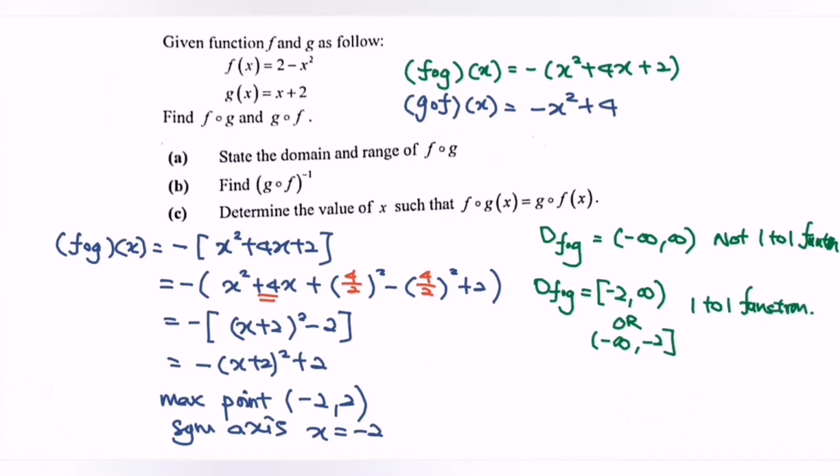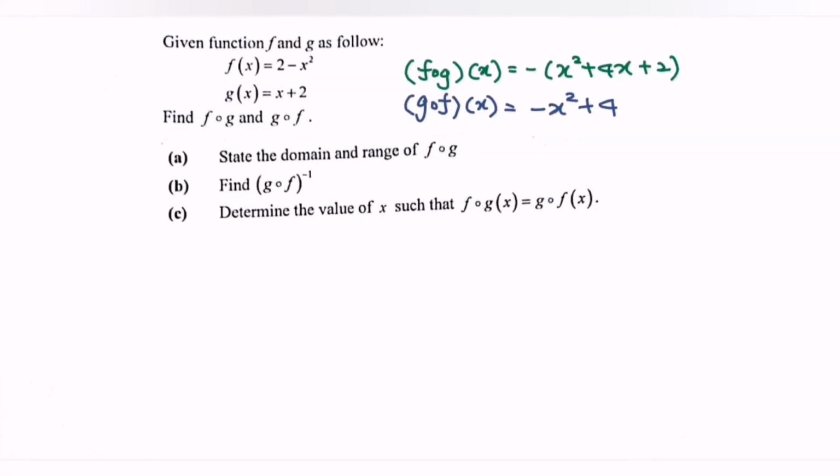Next, the question asks us to find the range. If we want to find the range, we need to refer to the value of y. So the range for f∘g would be, because it is the maximum point, the highest value would be 2. So starting from negative infinity until 2. So that is the range.